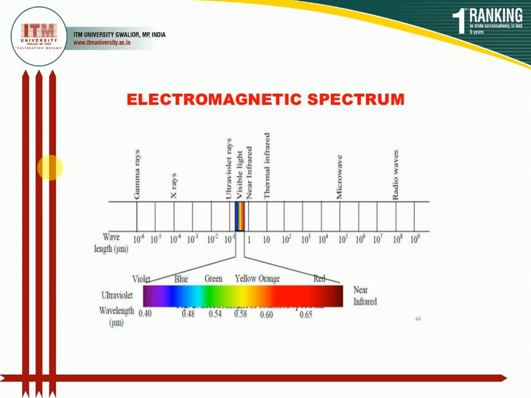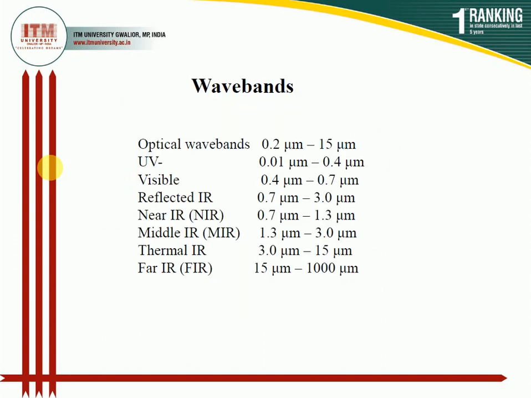The rays which have the lowest wavelength and the highest frequency are the gamma rays, then the X-ray, then UV rays, visible rays, near infrared, thermal infrared, microwave, and the radio wave. Radio waves are the waves having the longest wavelength and very least frequency, and the gamma rays are the rays having higher frequency and the lowest wavelength.